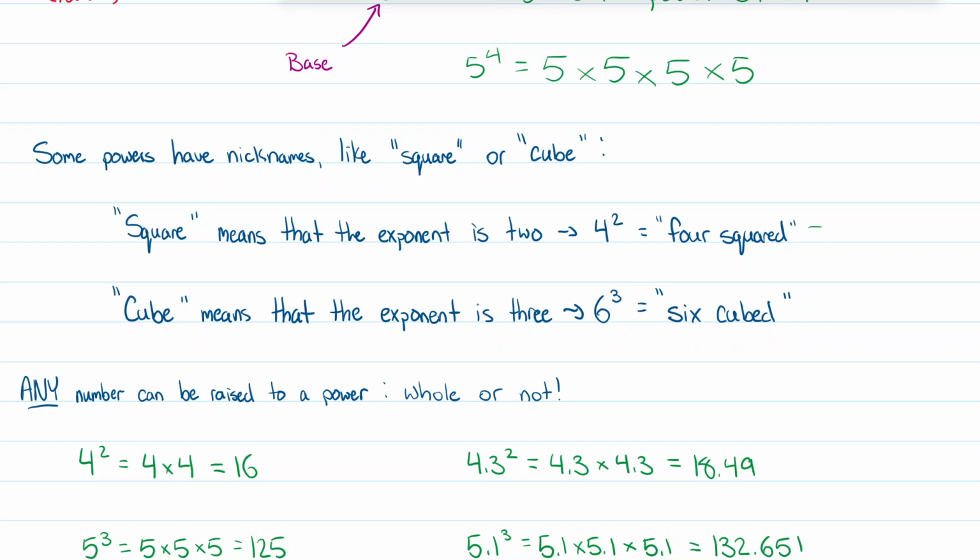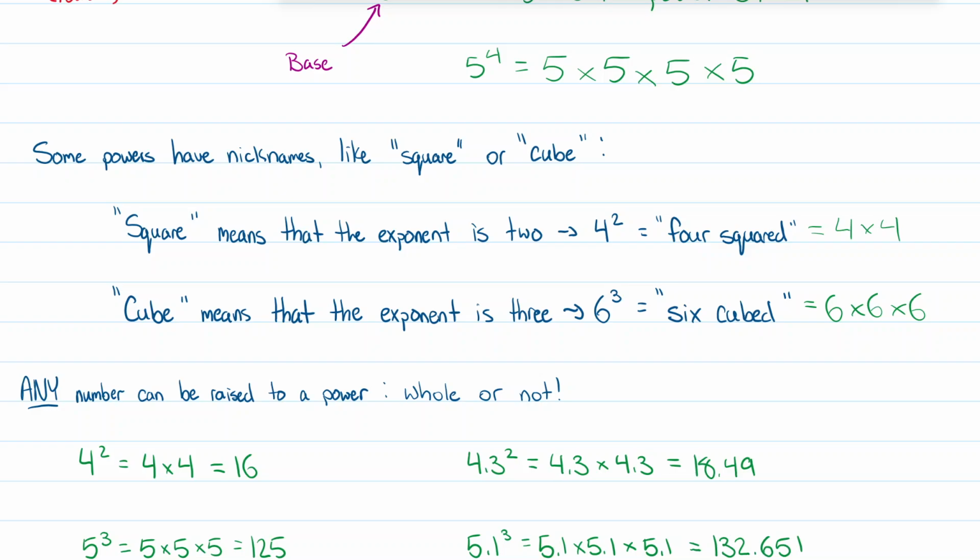When we write these out, 4 squared is just 4 to the power of 2, so you're taking two 4s and multiplying them together. If you take 6 cubed, you're taking three 6s and multiplying them together. Pretty simple. Square means that you're doing it twice. Cube means that you're multiplying by itself 3 times.